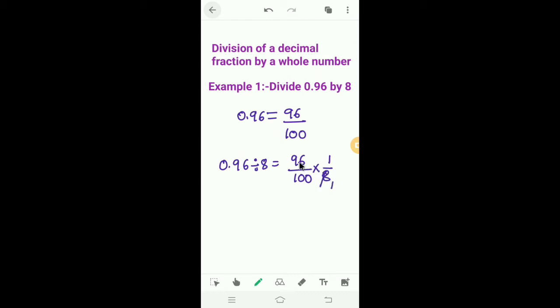8 12s are 96. The answer is 12 by 100. We can write 12 by 100 as 0.12.